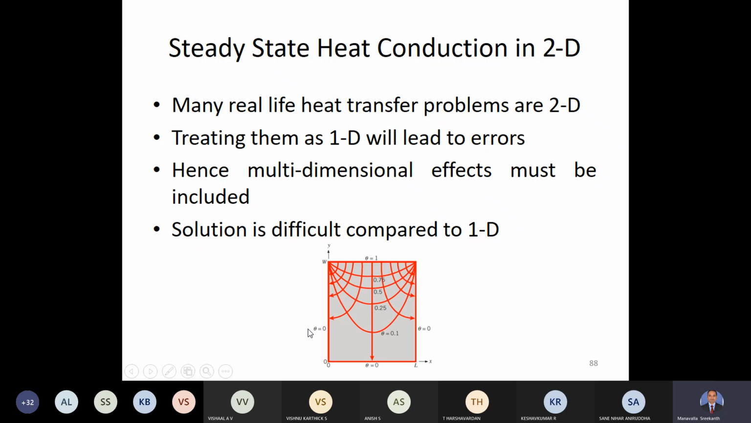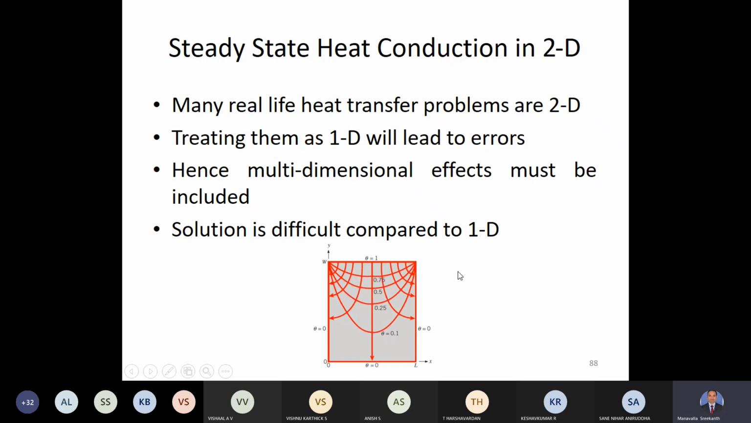Theta, usually in heat transfer, is the non-dimensionalized temperature. As of now, you don't worry about what that non-dimensionalizing of the temperature is. Just see there is this theta. Theta is equal to 0, theta is equal to 0, theta is equal to 0, and theta is equal to 1. That means three sides of this particular rectangular plate are subjected to the same temperature, and one side is subjected to a different temperature.